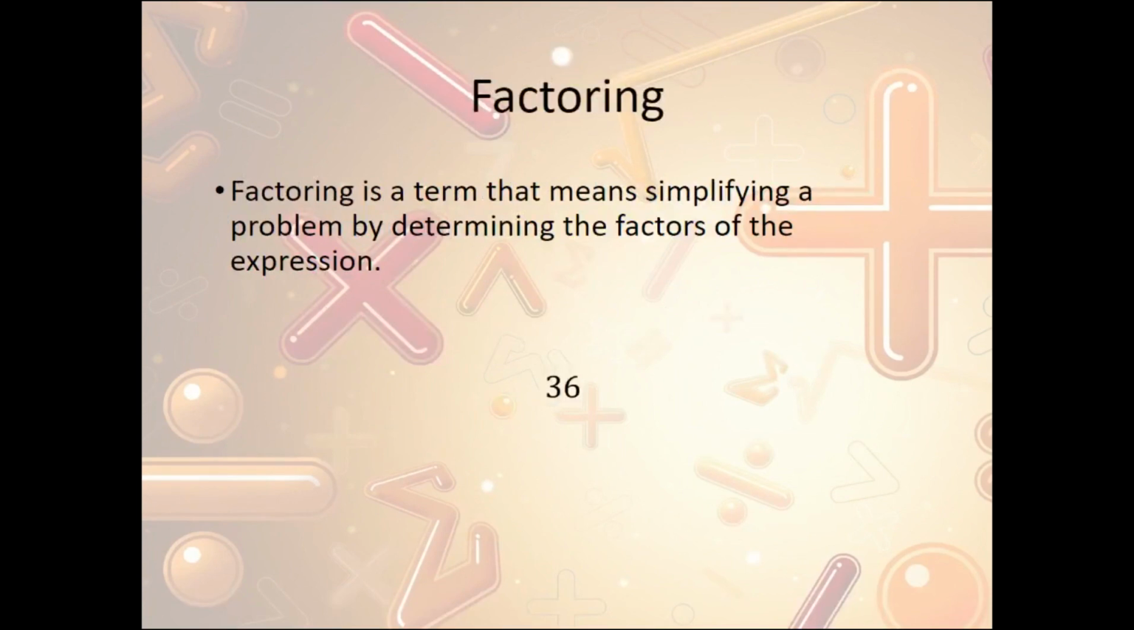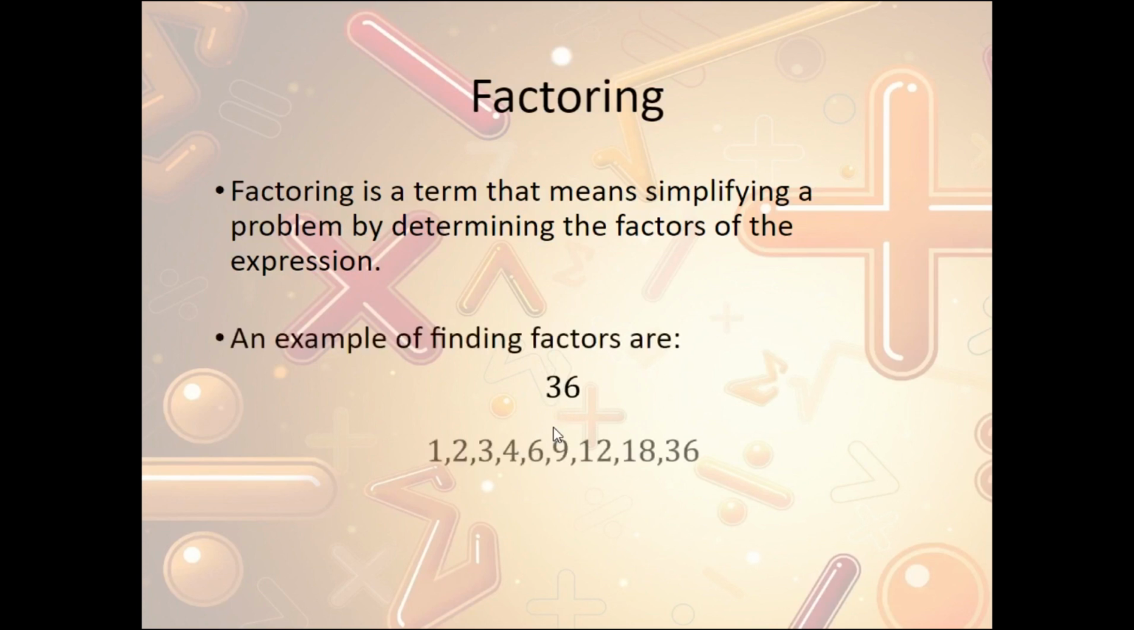Factoring is a term that means simplifying a problem by determining the factors of the expression. So we need to be able to pick out a common factor that exists within a number or a set of numbers. So in this case, let's just look at 36. What are the factors of 36? Well, we have 1, 2, 3, 4, 6, 9, 12, 18, and 36. These are factors because I can multiply all of these numbers by something and get 36. Or another way to look at it is 36 is divisible evenly by all of these numbers. So these are factors.